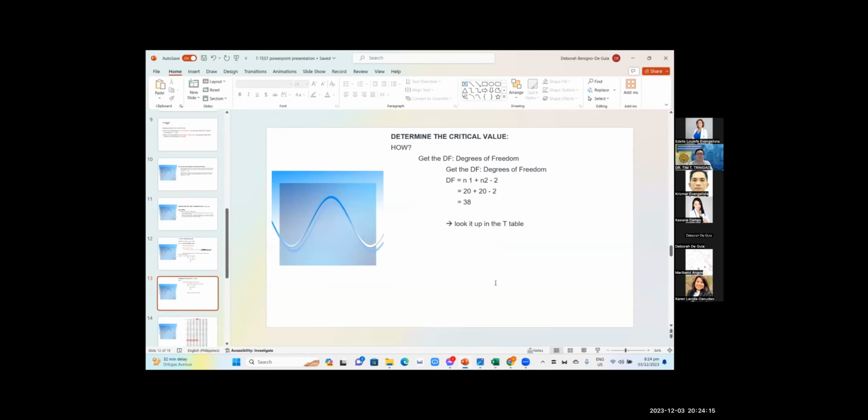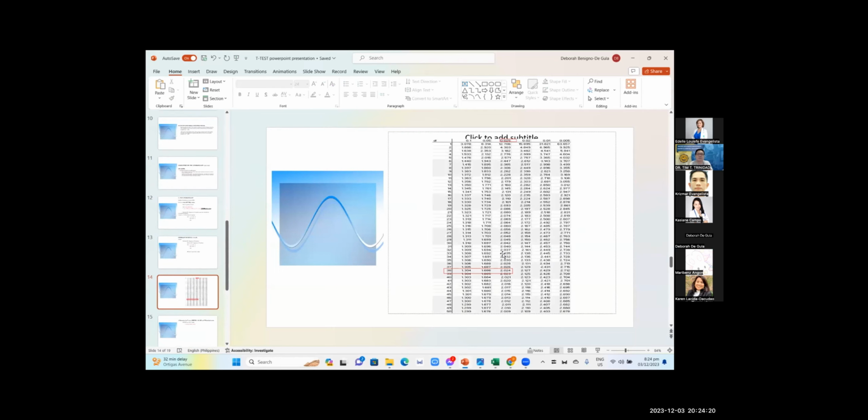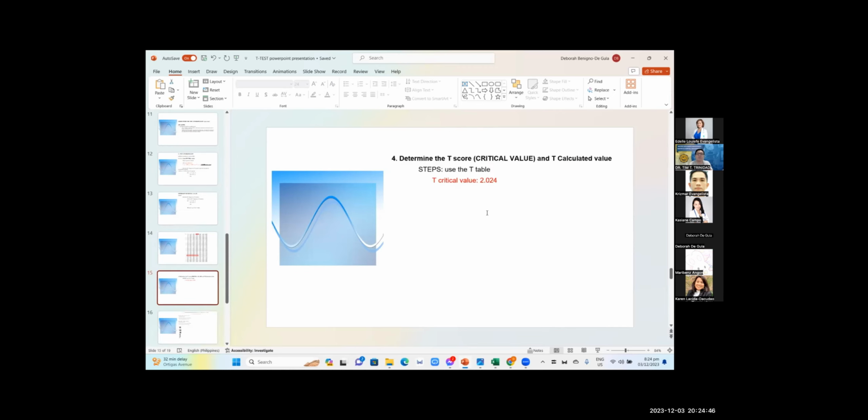So when we look it up, okay. So we look it up in the table, in the T table. So how do we look it up? So this is the degrees of freedom. So we will find 38. And then from the column where 0.025 appears, you will get the point where they meet or intersect. So the critical value as noted from the T table is 2.024.